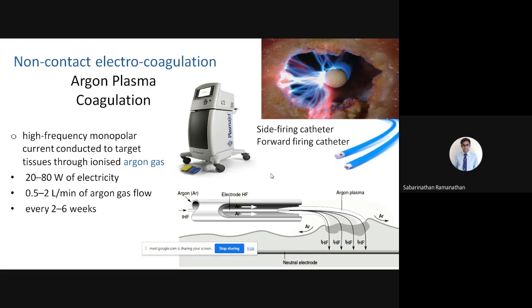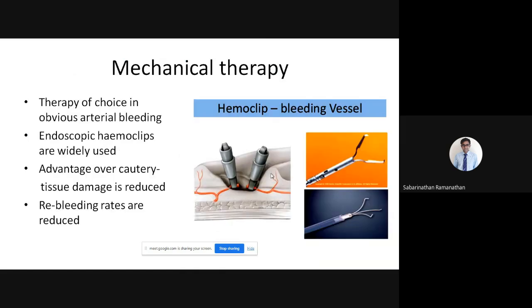So 20 to 80 watts of electricity is used, and 0.5 to 2 liters per minute of argon gas flow is used. It can be done in patients with portal hypertensive gastropathy or with patients with GAVE. It can be used every 2 to 6 weeks interval to ablate the lesions.